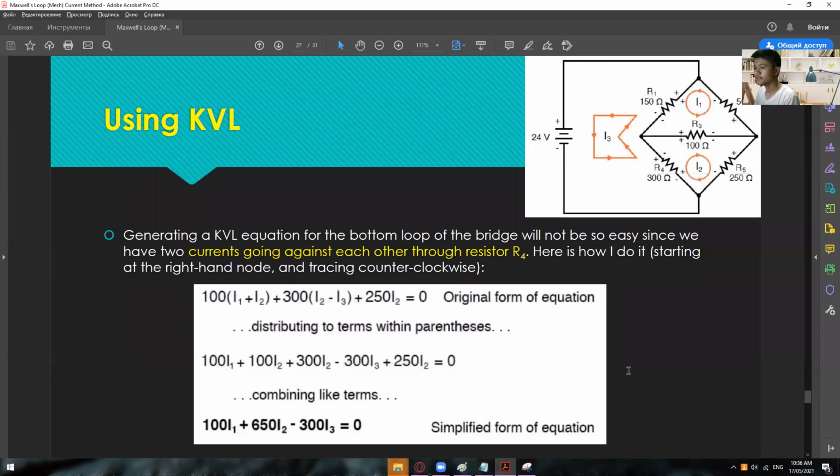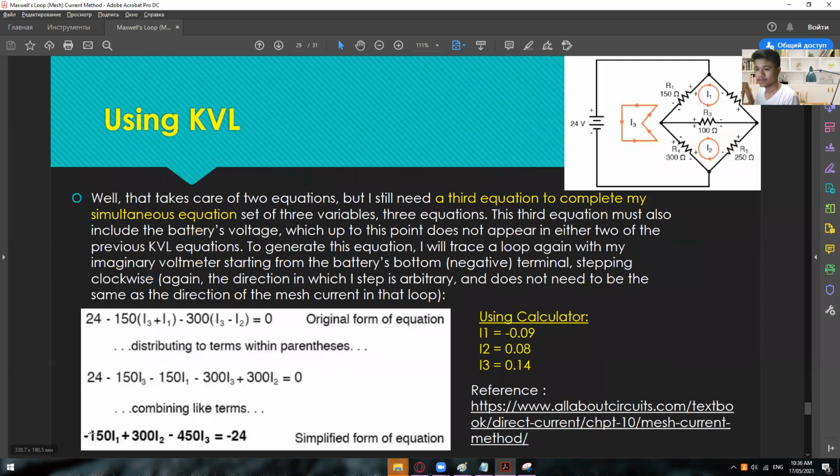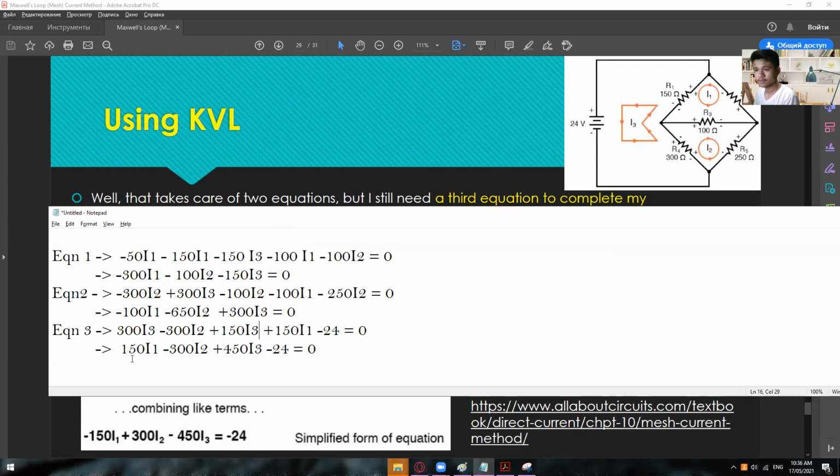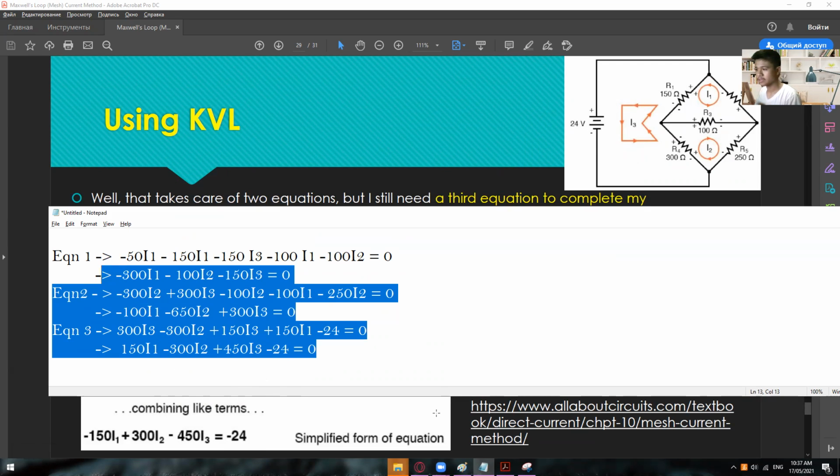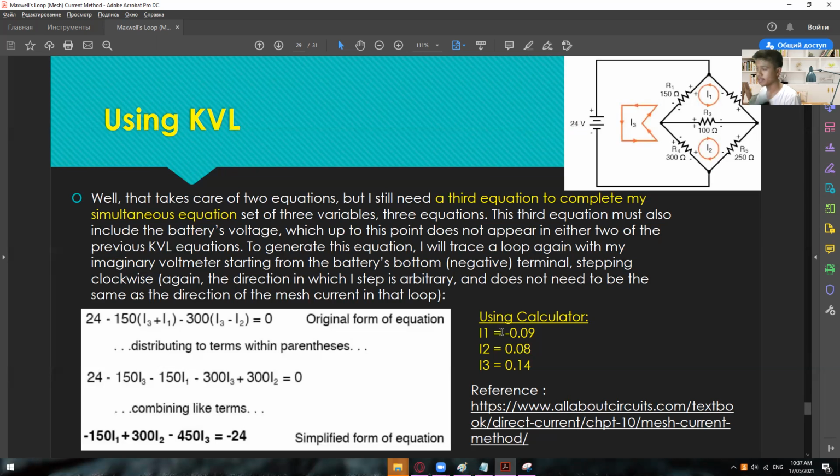Okay, and then for the last equation, which is this one, we have 150, 300, and then 450. Again, just multiply this one by negative, and then you will get the same result as this one. So this one was just transferred to the right side of the equation. And then from here, you can now solve this using a calculator. You will get negative 0.09, 0.08, and then 0.14 for this equation.